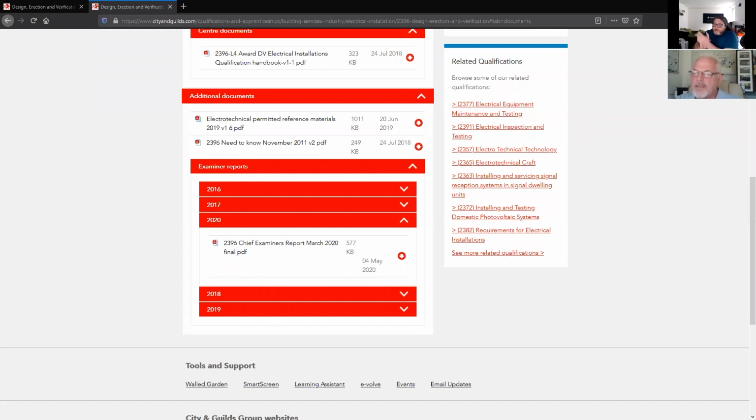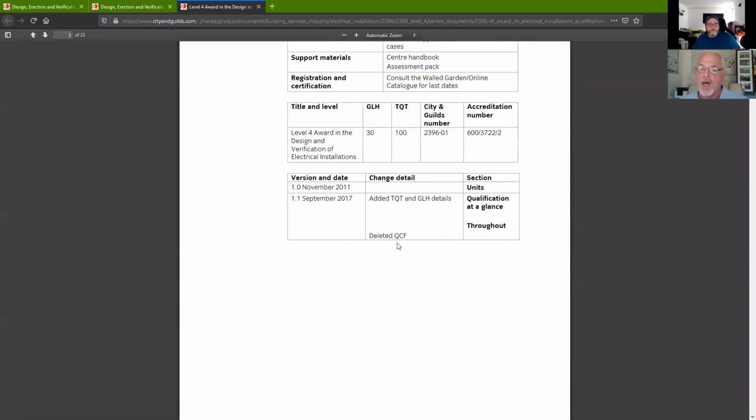Somebody asked about the times for this qualification. The guided learning hours, classroom learning hours for the 2396 are 30 hours. That's the guided learning hours from City and Guilds. Total qualification time, 100 hours.